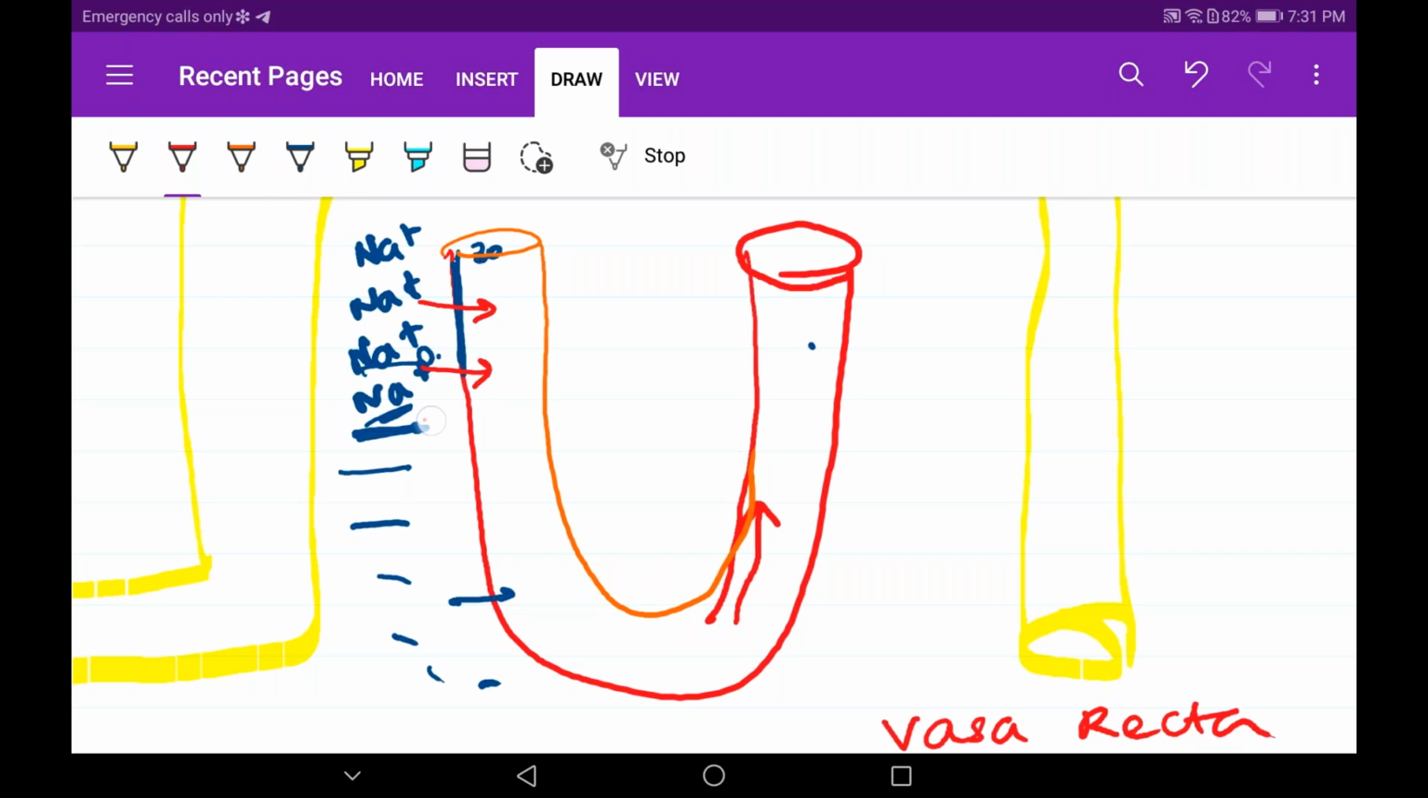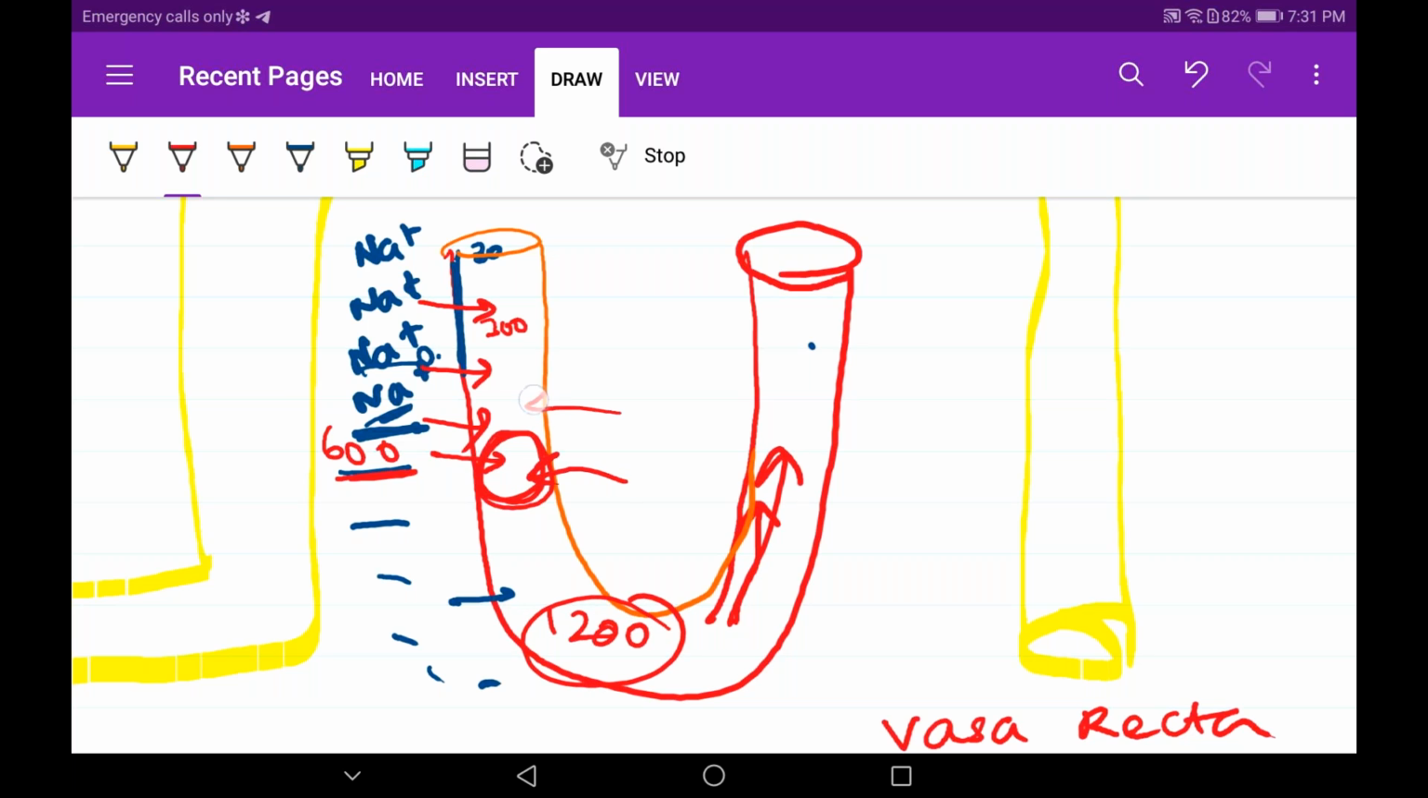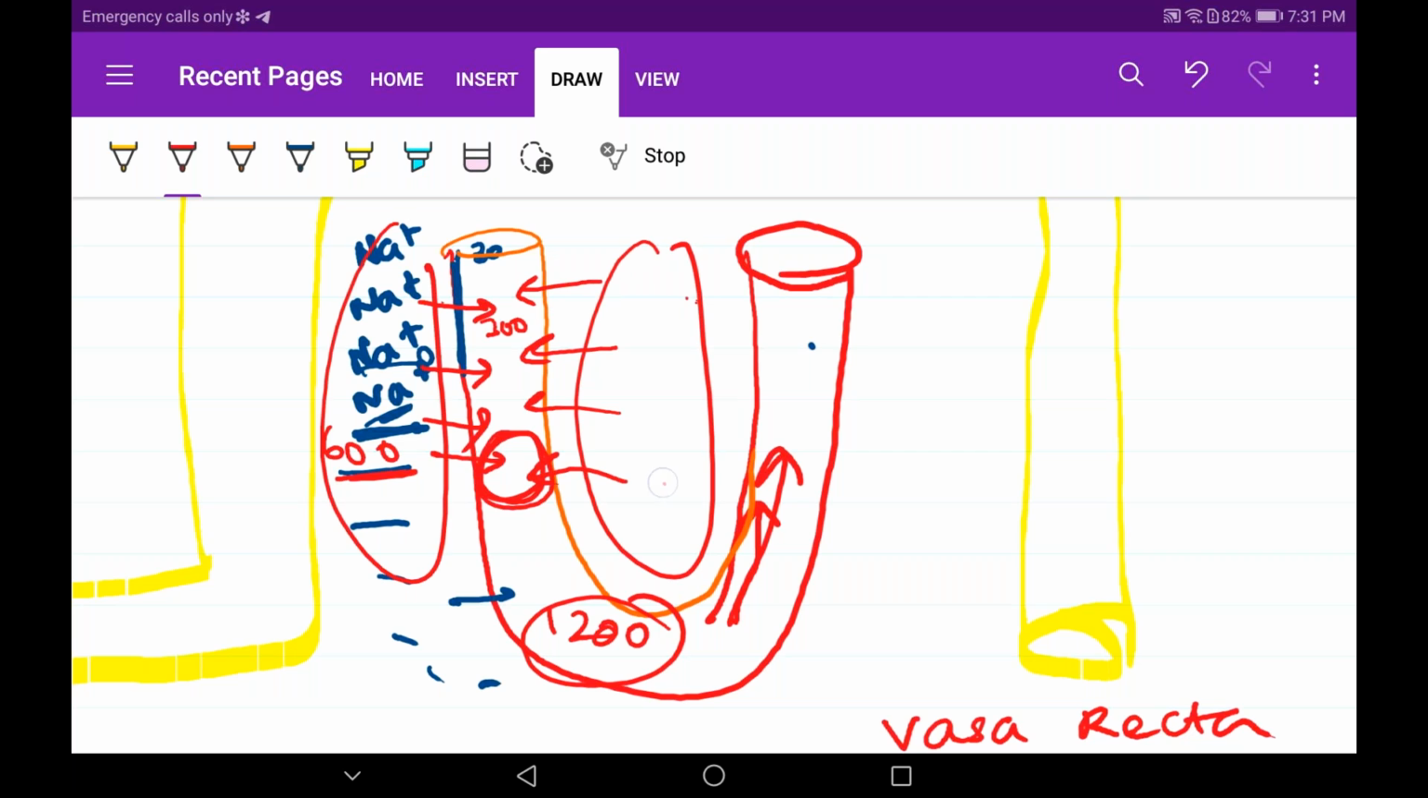Sodium enters over here because it sees that it is only 300 here and 600 there. So sodium enters into the vasa recta, and the concentration increases over here. That's why in the vasa recta it will become 1200. But as it is moving above, sodium will enter here also, because sodium is here also in the interstitium. So the sodium will enter inside the vasa recta, and the osmolarity will decrease here.